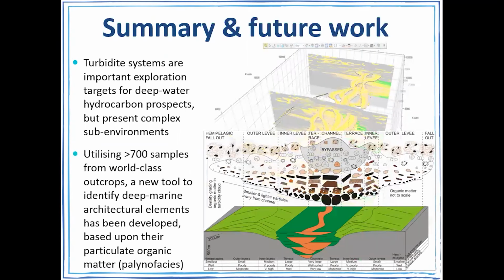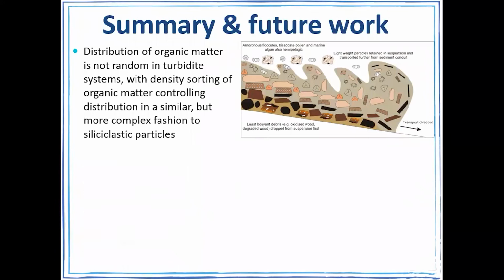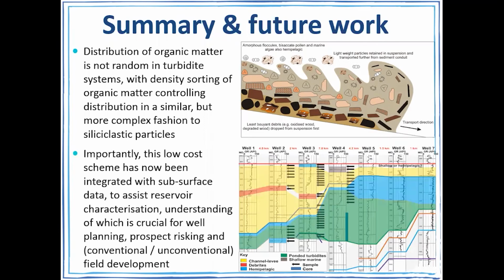Utilizing more than 700 samples from world-class outcrops, we've developed a new tool to identify deep marine architectural elements based upon their particulate organic matter, or their palynofacies. The distribution of organic matter is not random in turbidite systems, with the density sorting of organic matter controlling their distribution in a similar, but actually more complex fashion based on stochastic particles.